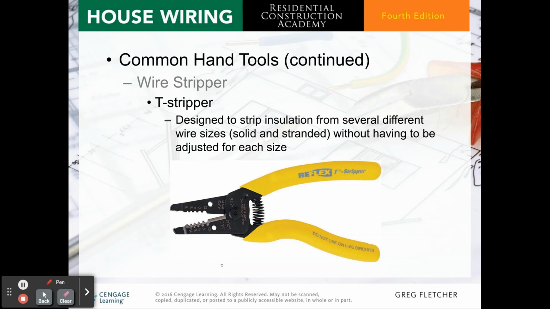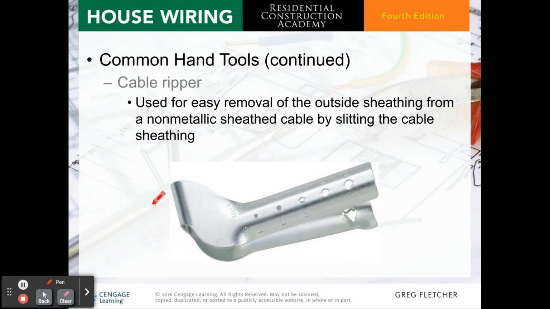Another common hand tool is the wire stripper. This one's a T-stripper. It's designed to strip insulation from several different wire sizes, both solid and stranded, without having to be adjusted for each size. And if you look on the sides here, you'll see the gauge. Cable ripper, we use this mostly in residential electrical work. It's used for easy removal of the outside sheathing from a non-metallic or Romex sheath cable by slitting the cable sheathing.